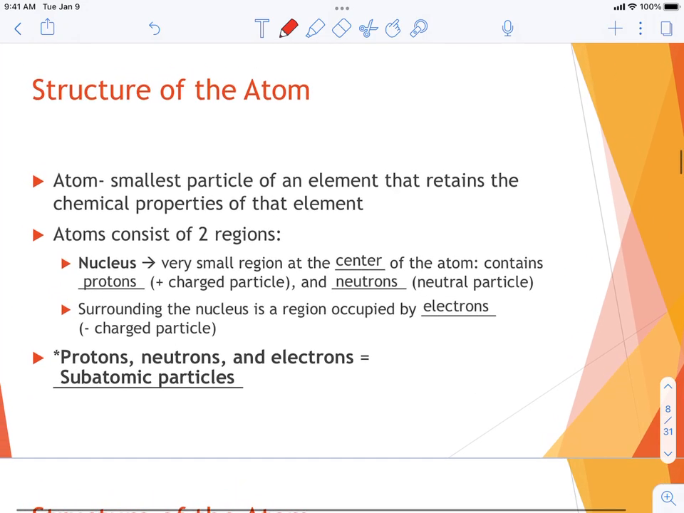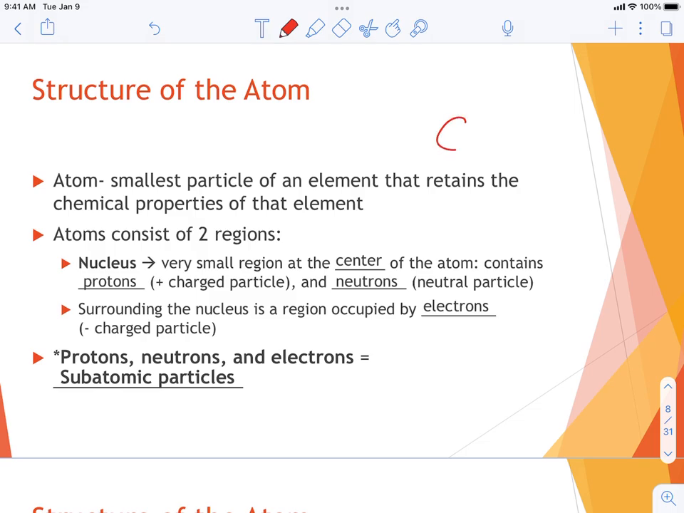Okay, let's talk about the structure of the atom. So atom, we know from chapter 1, it's the smallest particle of an element that still retains that property. And there's 2 regions to the atom. There's the nucleus, which is a very small region, and it's at the center. It contains our protons and our neutrons.